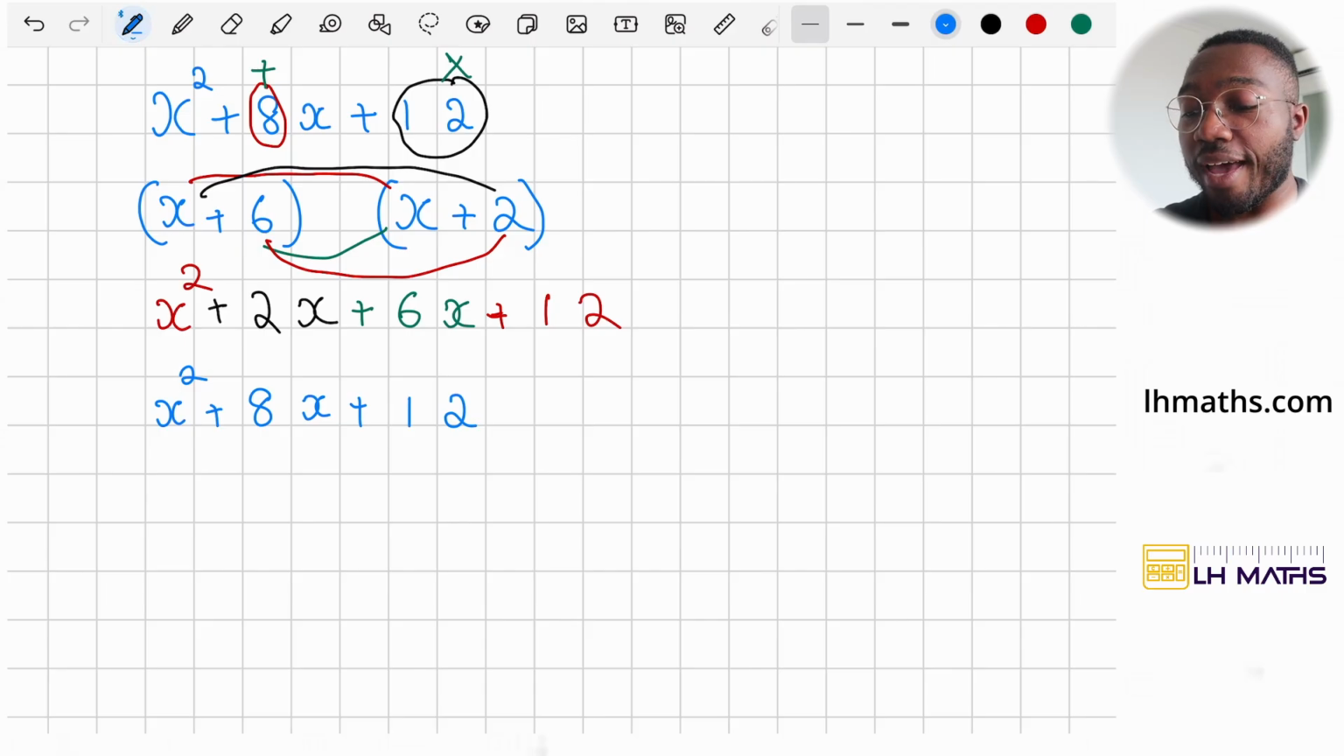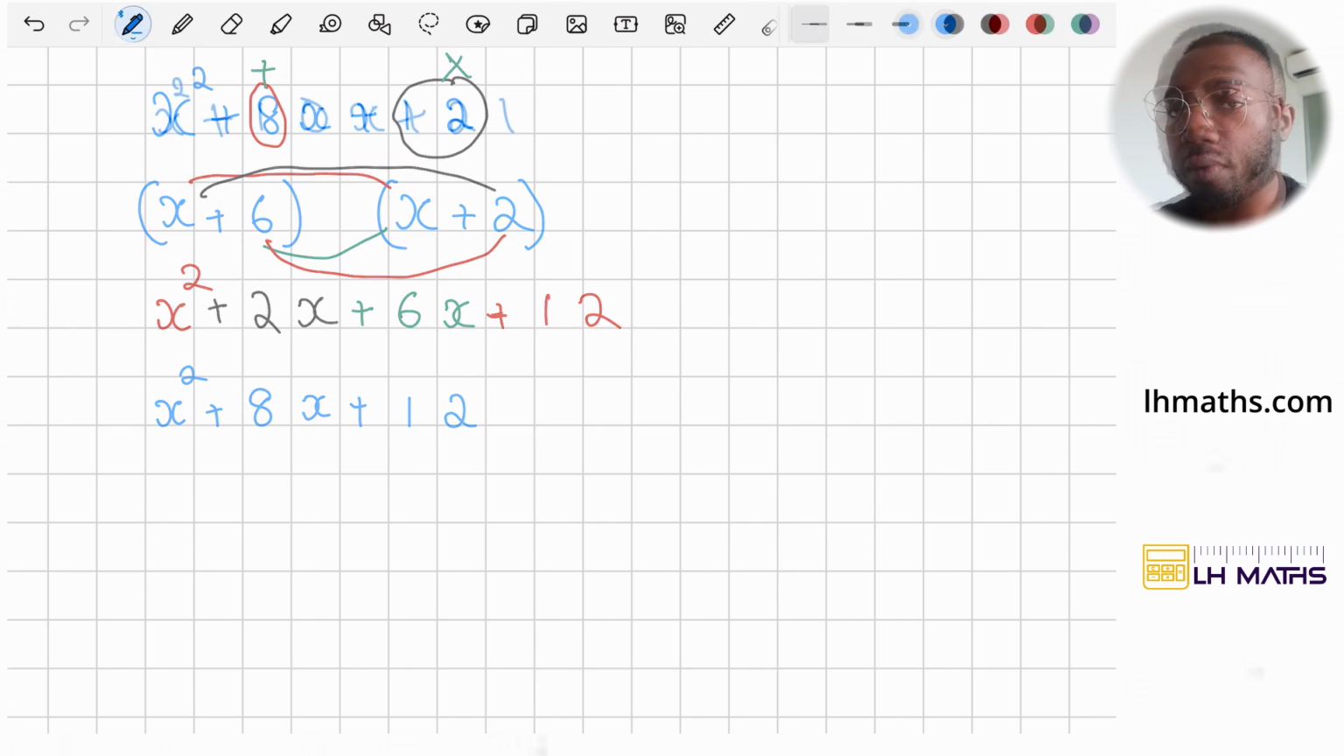So for that middle value, your x value, you always want to find two numbers which add to make that number, and then multiply to make your last number.